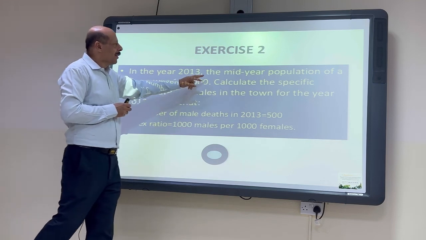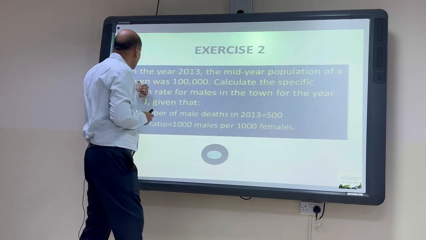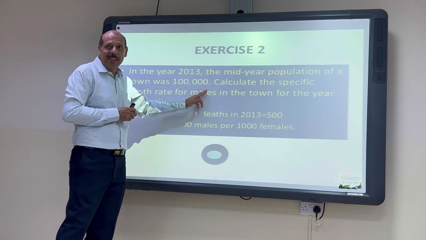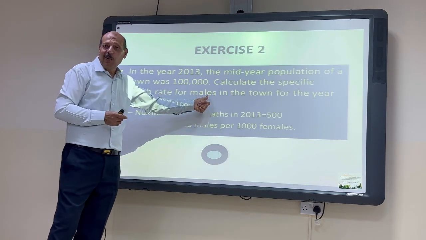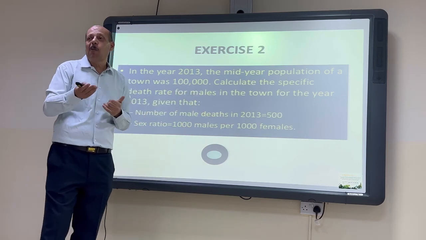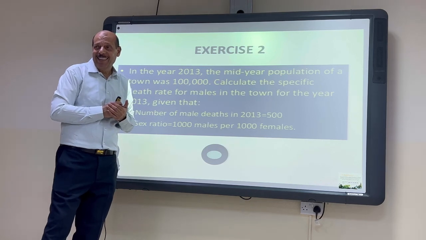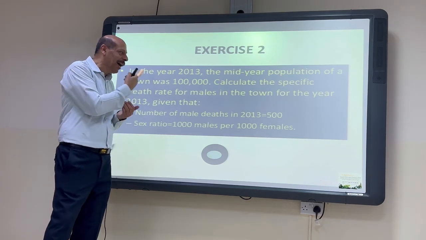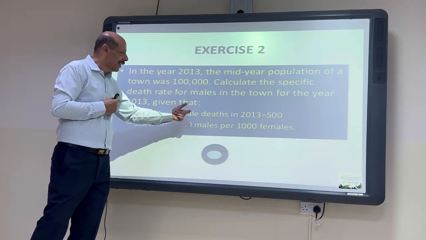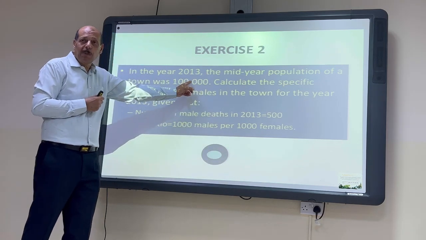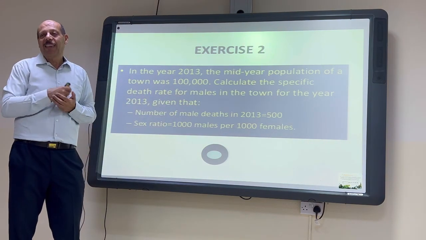See, in that year, the mid-year population of the town was 100,000. It is the total population. It is men and women. So in this case, the number of men, if the rate is the same, will be 50,000. So when I divide, I will divide by 50,000. So the number of male deaths is 500 divided by 50,000 multiplied by 1,000. By that, I will get the rate.